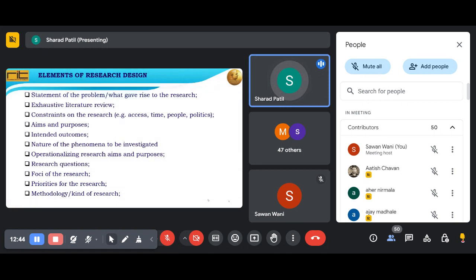These are the points you covered yesterday, the different elements of the research design. Whenever you want to have any research design, firstly you should have a statement of the problem. So what exactly is the problem? What gave rise to this research?